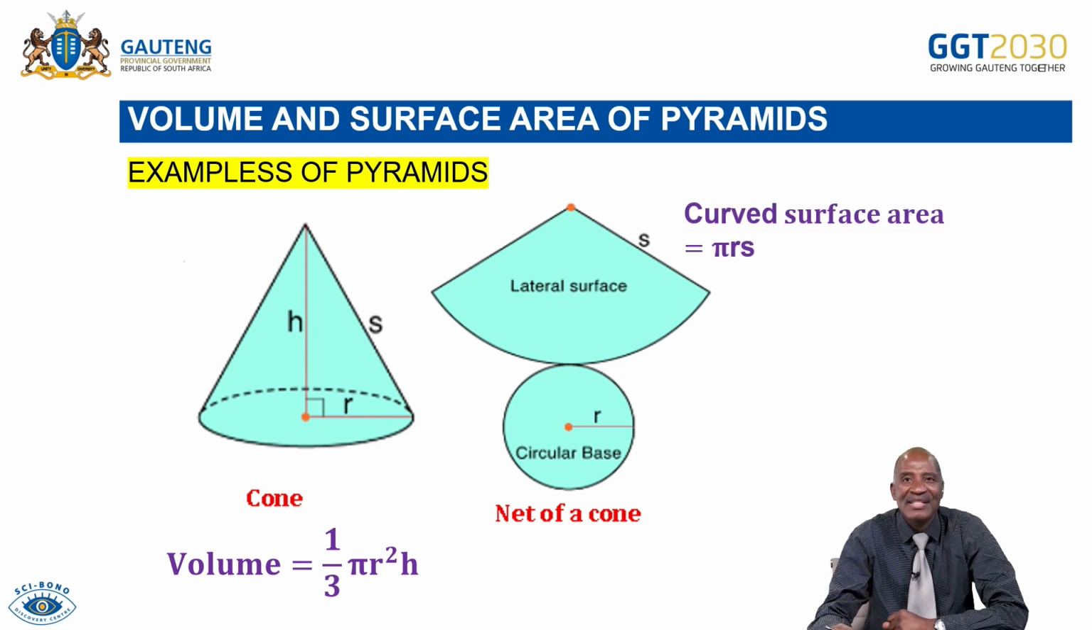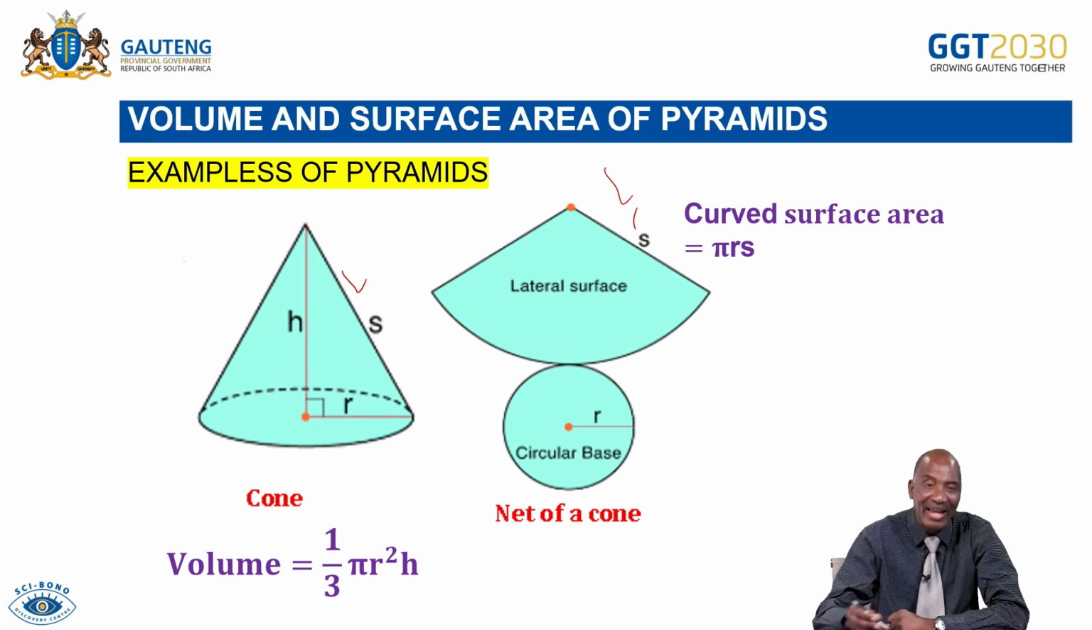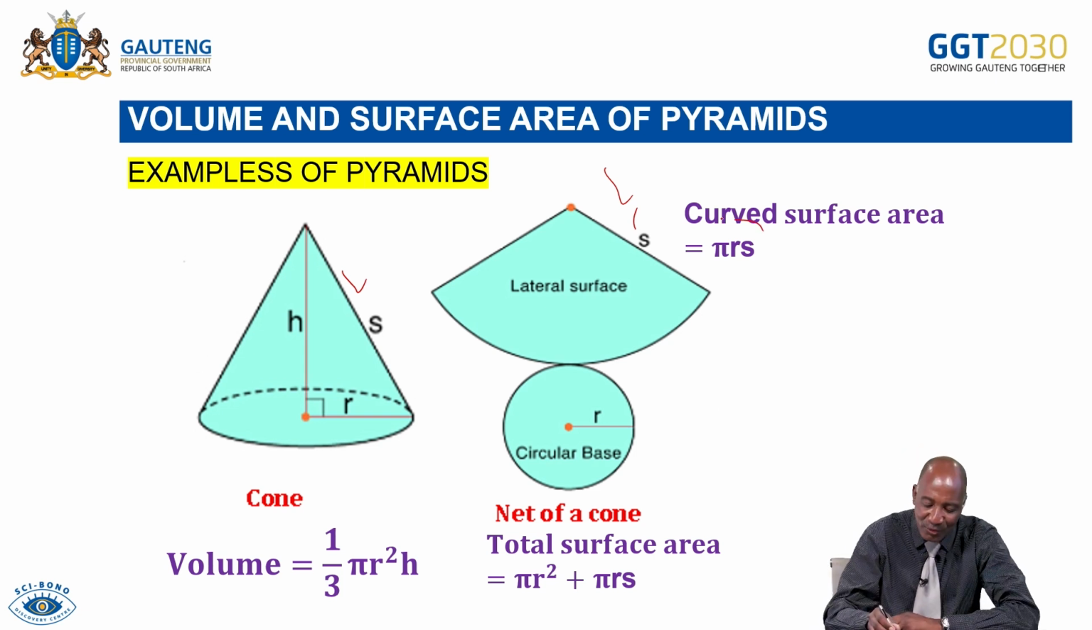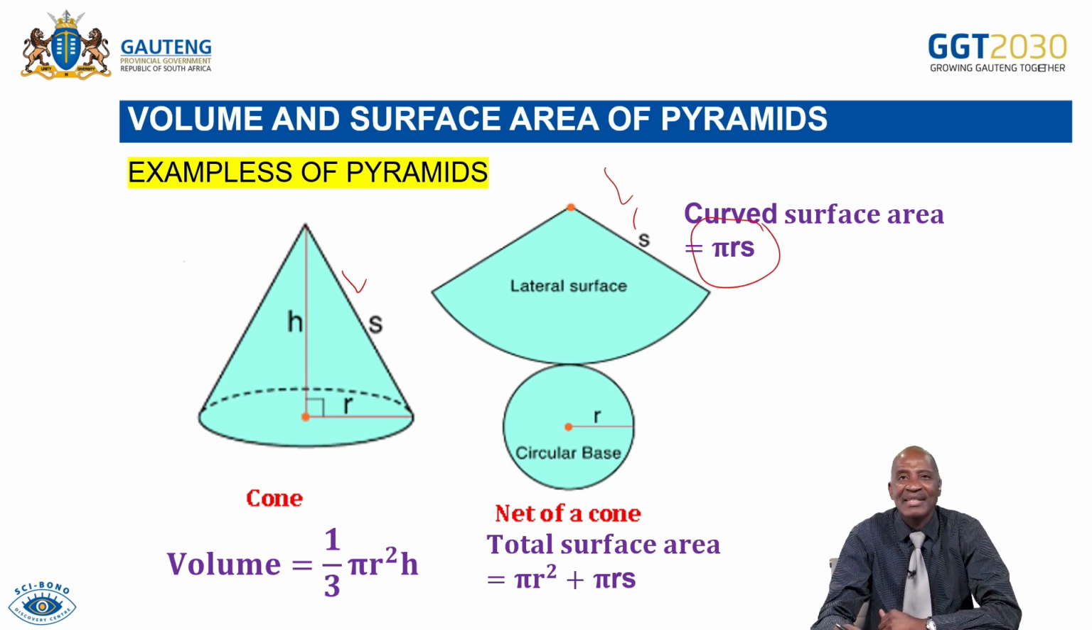Then the curved surface area is given by the formula pi rs. Some books say pi rl for lateral height. This is your L for lateral height. Right. Then the total surface area, therefore, is going to be given by pi r squared plus pi rs. I think this is straightforward. Given this formula, most of these formulas will be provided in your exams. You don't have to cram them.